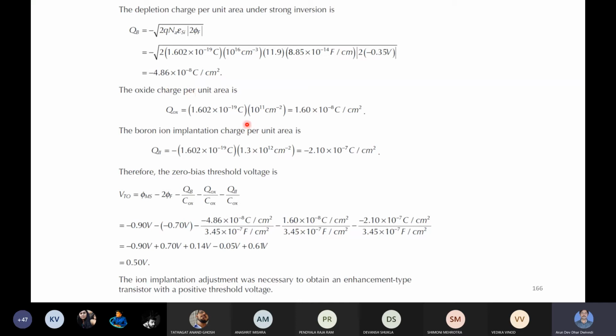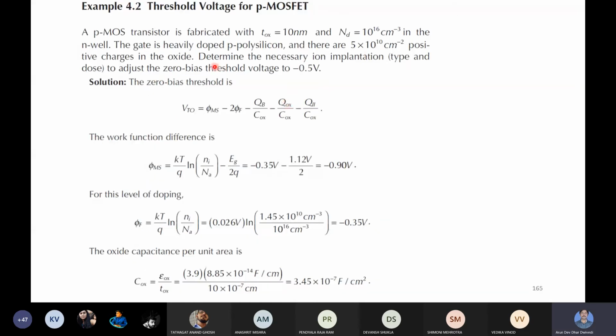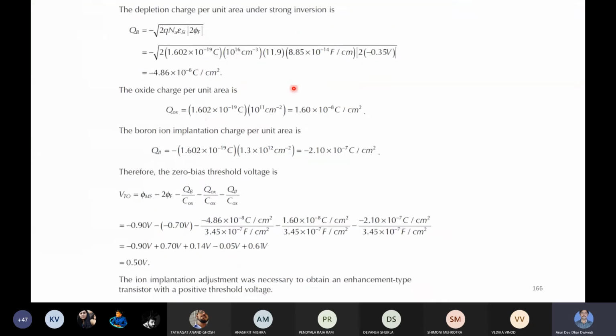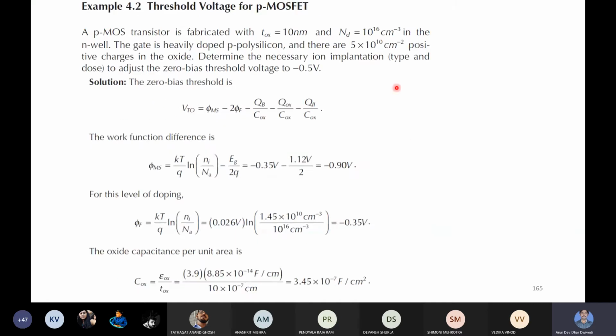It is already given as some value, 5 into 10 power 10. This 5 into 10 power 10 is multiplied by q, the electronic charge, then it becomes coulomb instead of a number; it is now becoming charge. So 1.6 into 10 power minus 8 coulomb per centimeter square. Then the implanted charge is also given. The implanted charge density is given only.